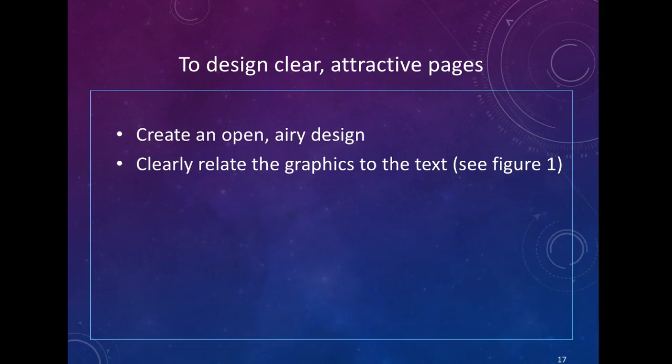Design clear and attractive pages. Just as we talked about in the design unit, you want open, airy design. You want graphics that relate to the text. And as we talked about in the document design unit, you want to directly refer to them, for example, see figure 1. You don't want to just stick an image in the middle of the page, but you want to label it, and you want to, in your text, introduce or explain to the user what they should be looking at or looking for.